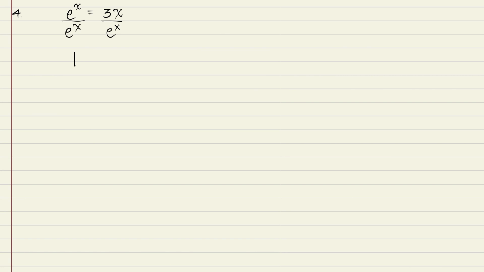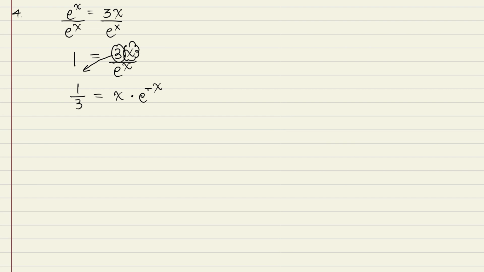So I'm going to have 1 is equal to 3x divided by e to the x. Now I'm going to take the 3 and move it down here. So essentially I'm dividing both sides by 3. So 1 over 3, that's my constant now, is equal to x, and I'm going to bring the denominator up to the numerator, so multiplied by e to the power minus x.